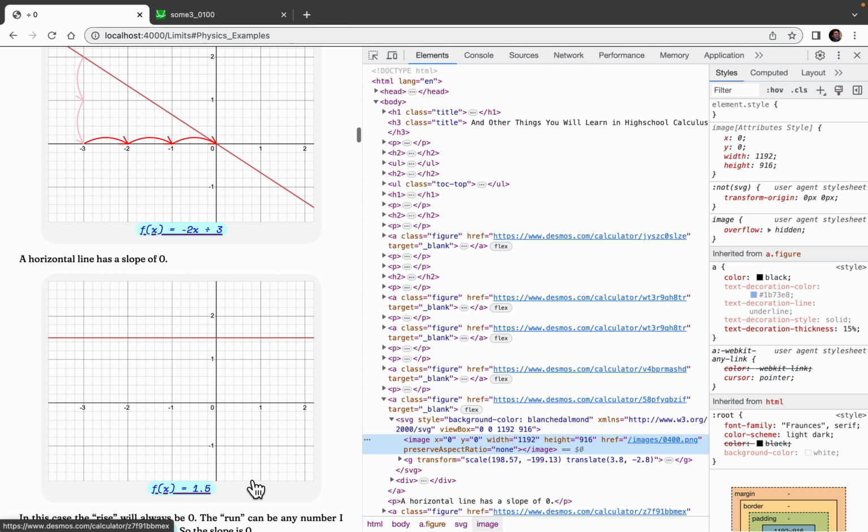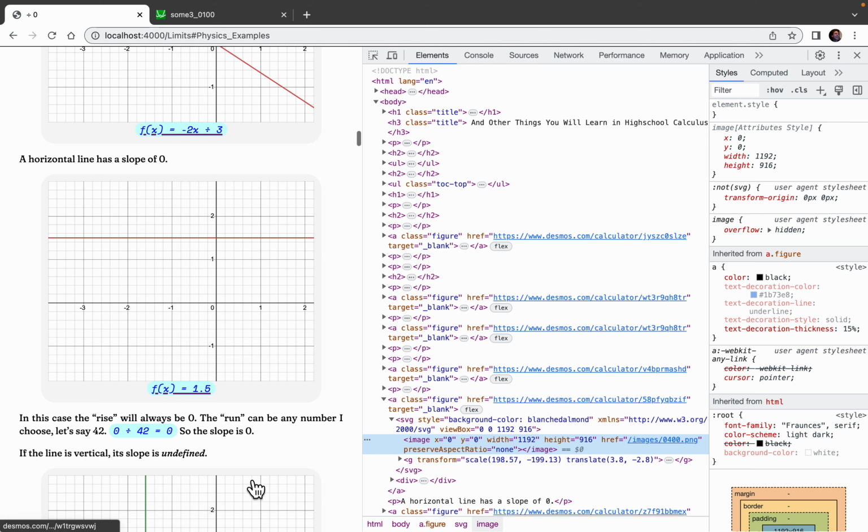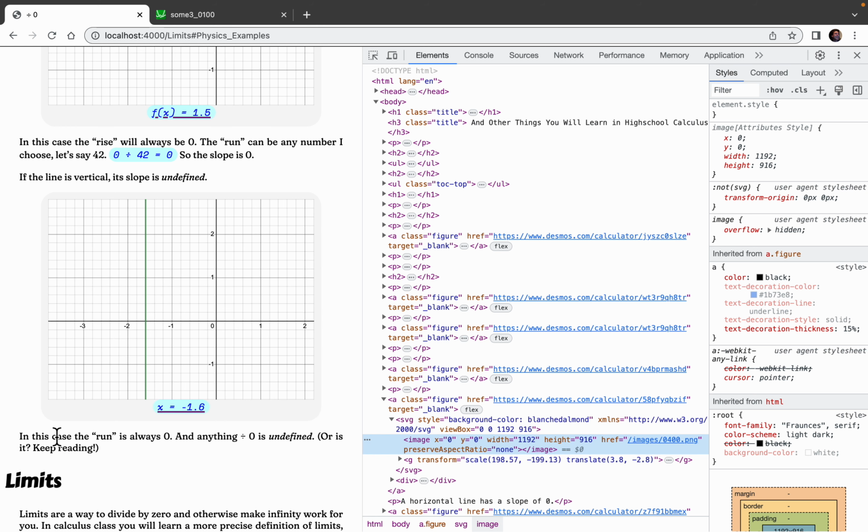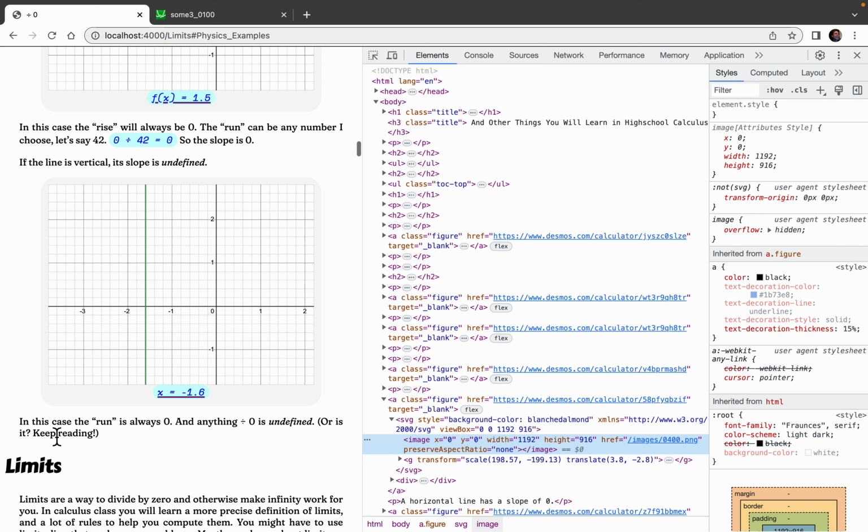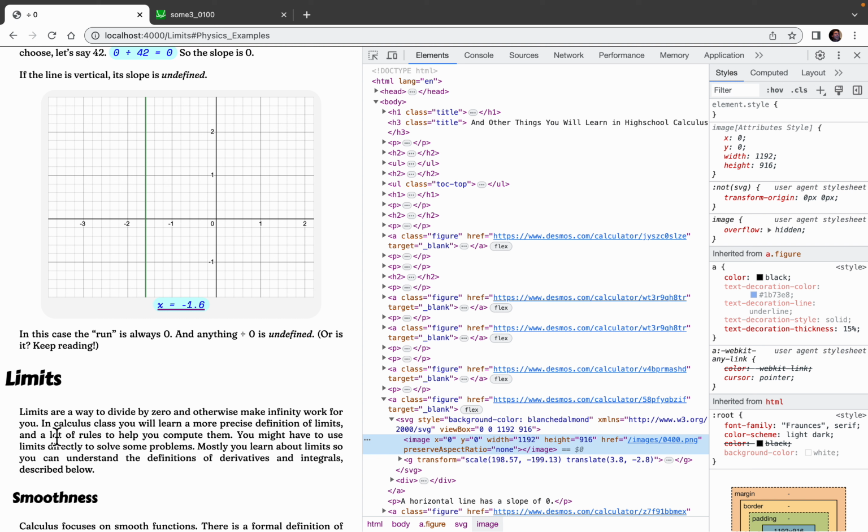A horizontal line has a slope of 0. In this case, the rise will always be 0. The run can be any number I choose. Let's say 42. 0 divided by 42 equals 0, so the slope is 0. If the line is vertical, its slope is undefined. In this case, the run is always 0, and anything divided by 0 is undefined. Or is it? Keep reading.